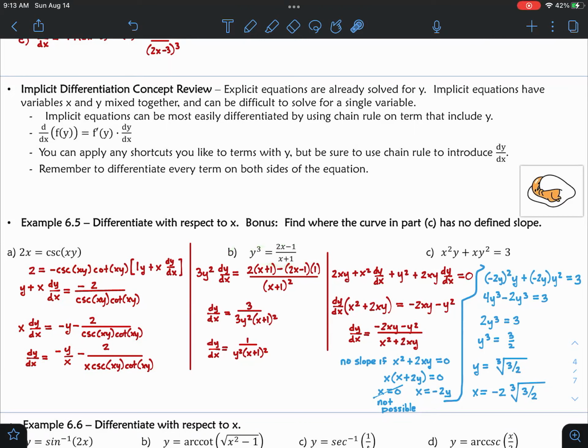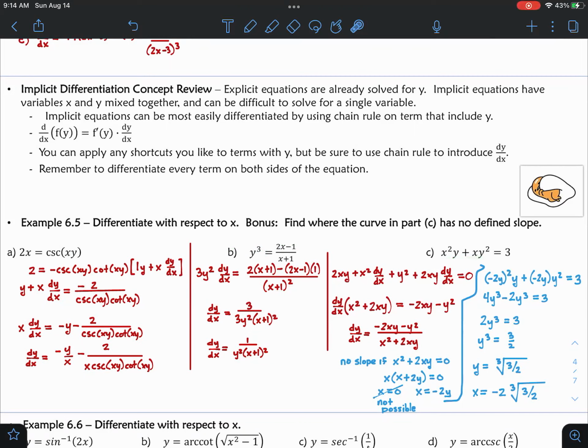Likewise, in part B, I see y on the left side. I can go ahead and start with my typical shortcut rule, but then I have to multiply by dy/dx for chain rule, since there was a y over there. The right side is more straightforward with quotient rule. I divide some stuff over to the right to get dy/dx by itself. And yeah, you might have y and x in your final answer. That's okay.